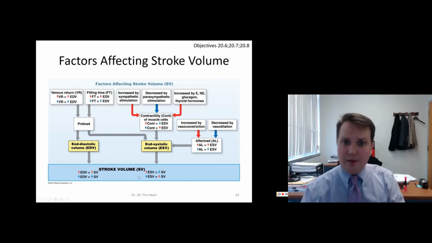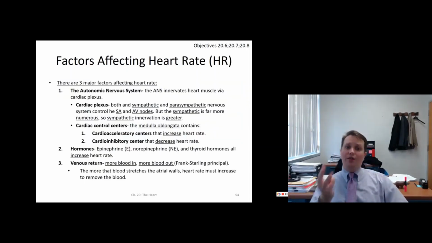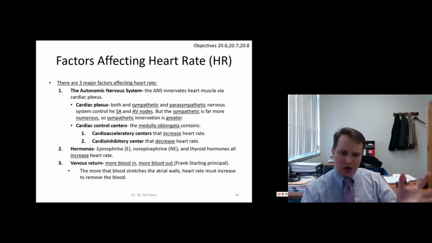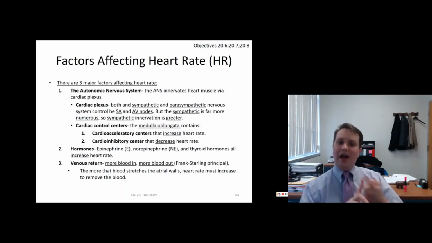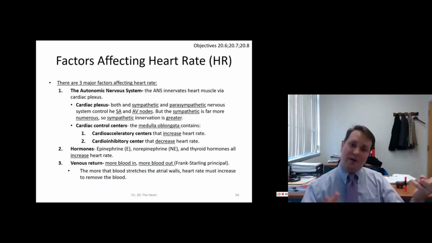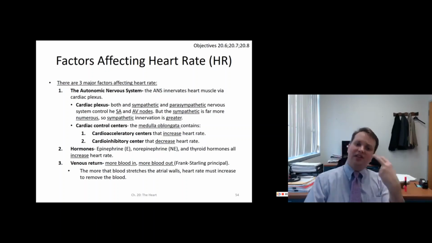this in cardiac patients. Now there are three factors that affect the heart rate: autonomic nervous system, hormones, and venous return. Now I'm going to talk more about this, and we said we would. Now the autonomic nervous system, ANS, uses the cardiac plexus. The cardiac plexus has both sympathetic and parasympathetic. You're going to have sympathetic and parasympathetic.